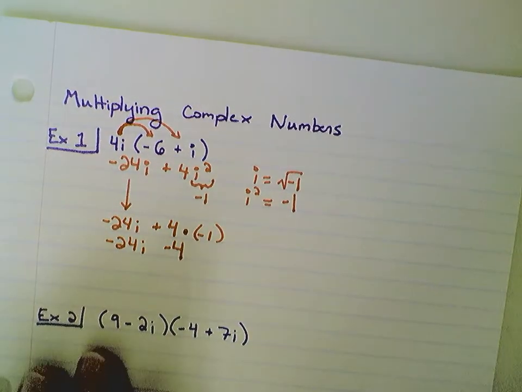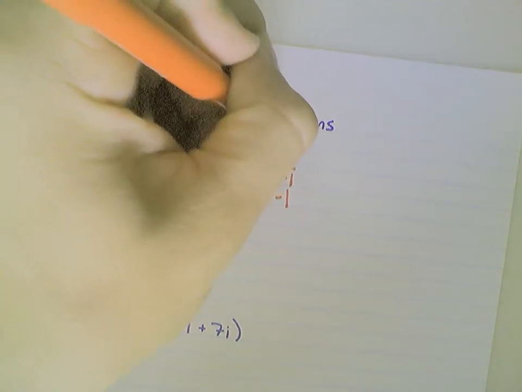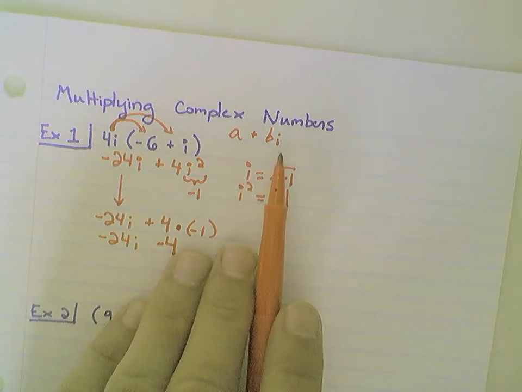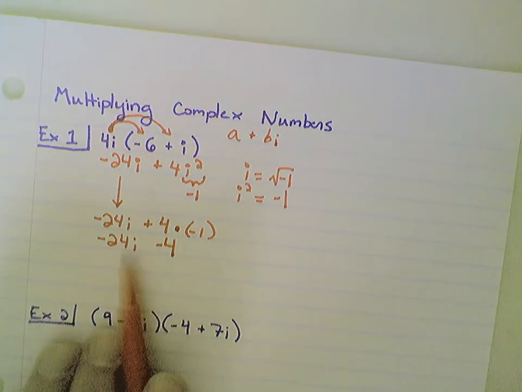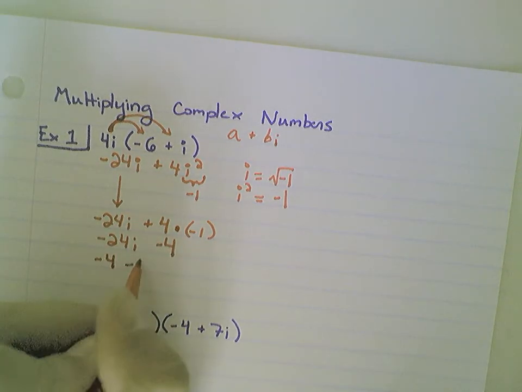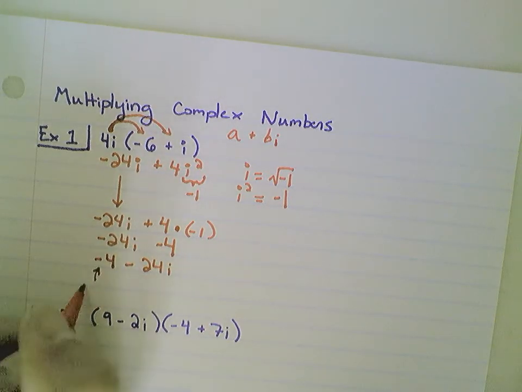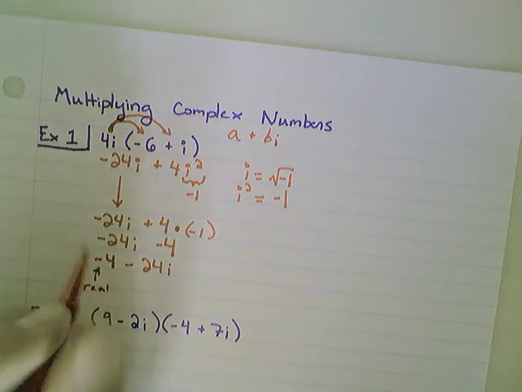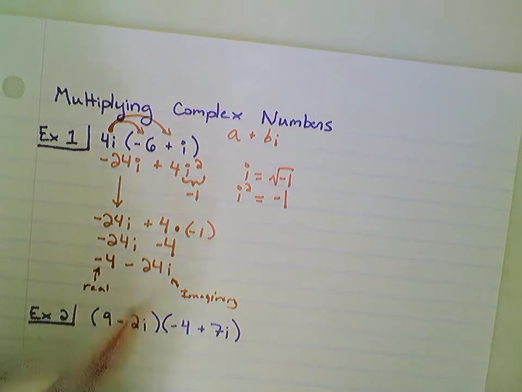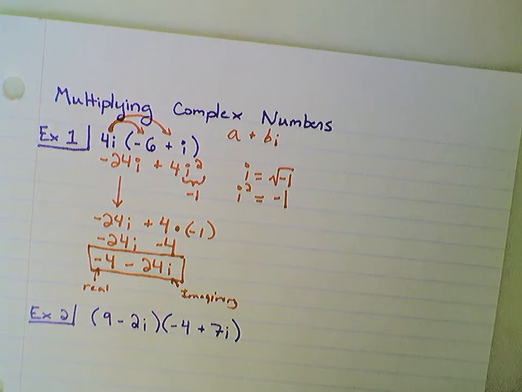Now, if you remember, with complex numbers, we usually write them as a plus or minus bi. We usually write the real part first, and then we write the imaginary part. So in this problem here, I'd want to rearrange this as negative 4 minus 24i. And once again, the reason why I'm doing that is because it puts the real part of the problem there, and then it puts the imaginary part second. But ultimately, my answer is going to be negative 4 minus 24i.